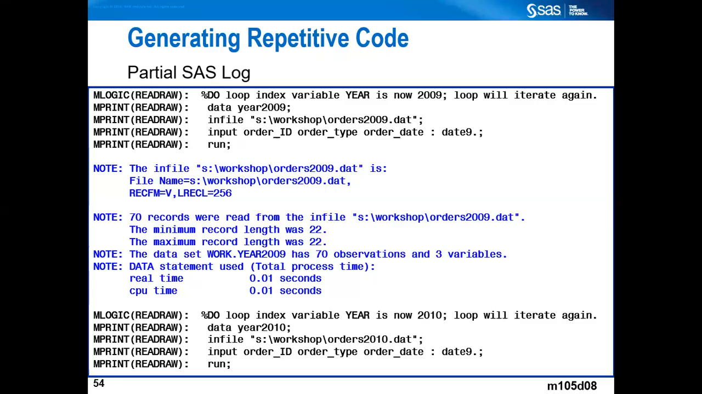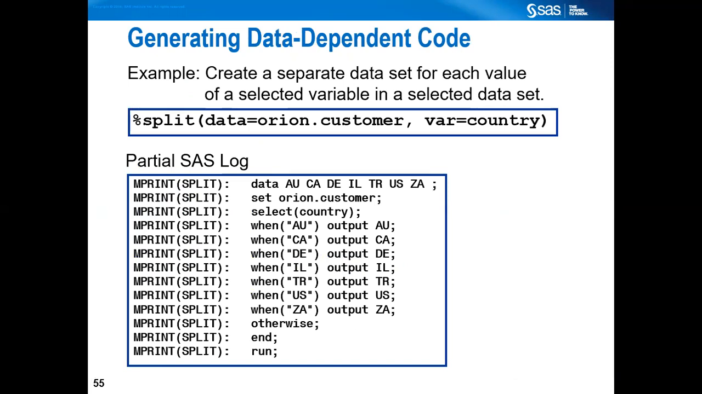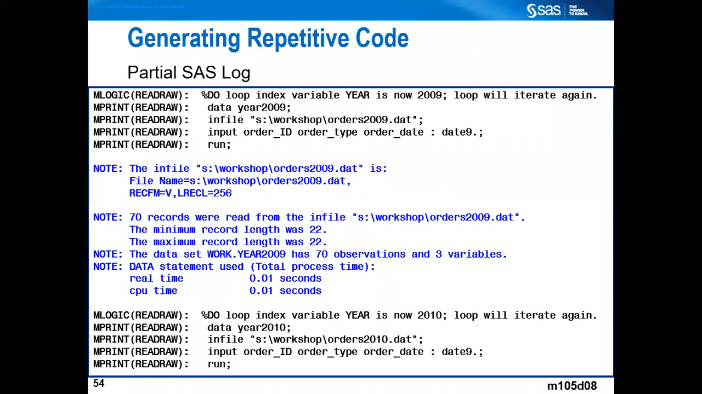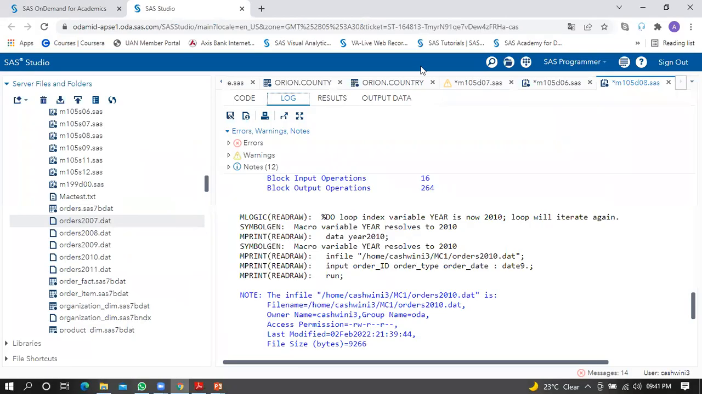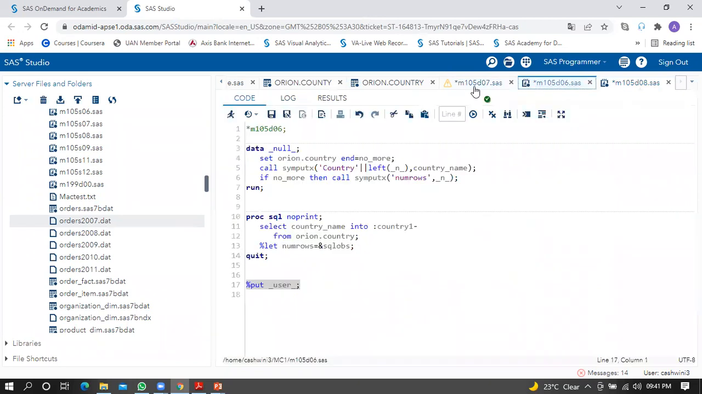So this is what your do loops are doing, making your tasks simple. The same thing you can work with generating data step or data dependent code. So before working on this, try all these 3 demonstrations. Which demonstrations? It's for lesson 5, demo 6, demo 7, and demo 8. The codes are here: demo 6, demo 7, demo 8 for lesson 5.